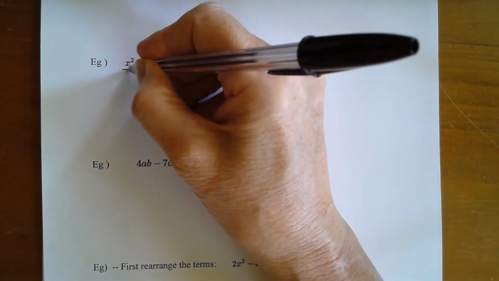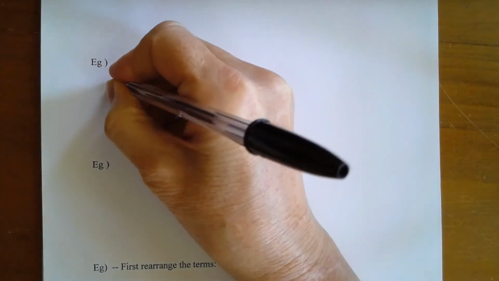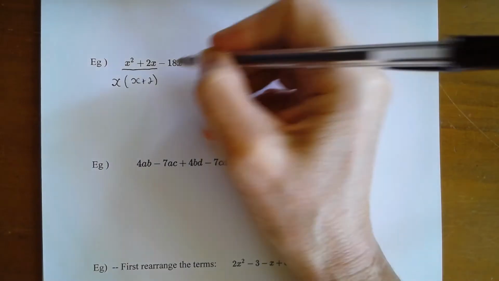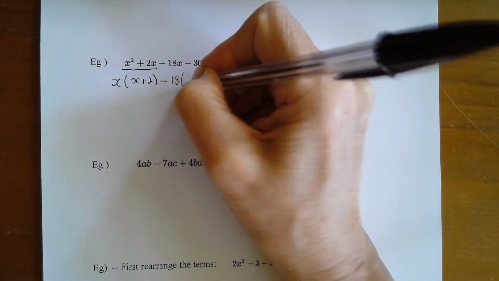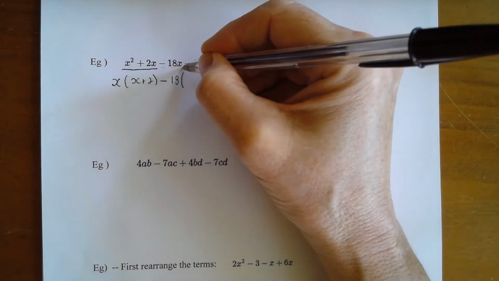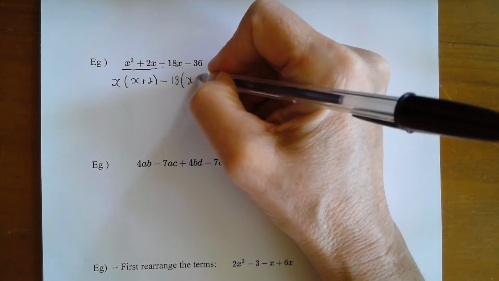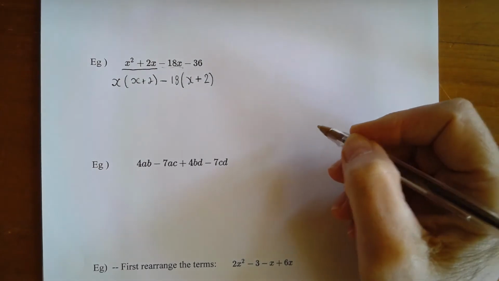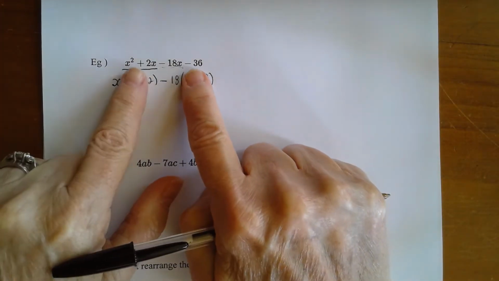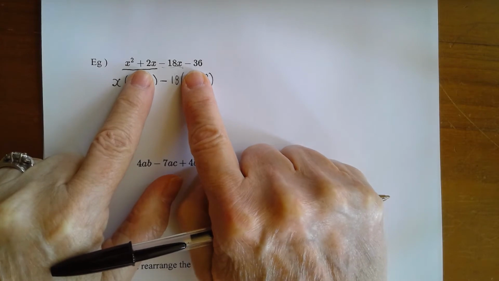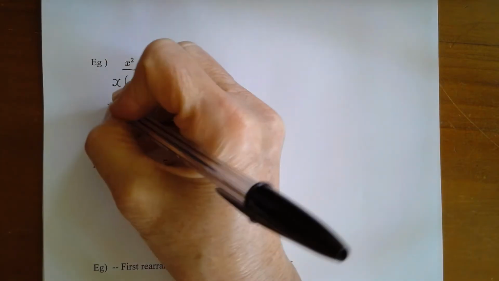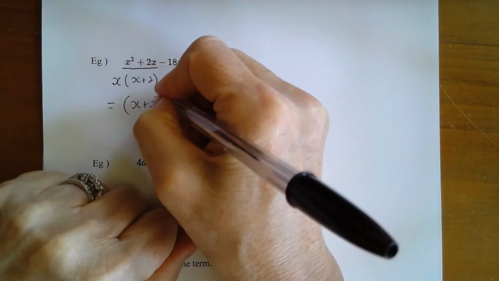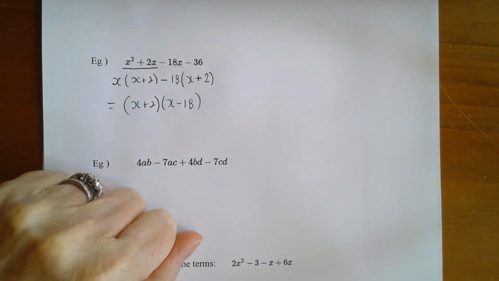This one, I can see the first two, I can factorize an x out of, and I get x plus 2. And the second two, I could take a negative 18 out. Negative 18 times x will give me negative 18x, and negative 18 times positive 2 would give me negative 36. And I end up in that situation where I have these two things that are the same, and then x minus 18 left over. So I write that as x plus 2, they have in common, that's the common factor, and then x minus 18 left over.